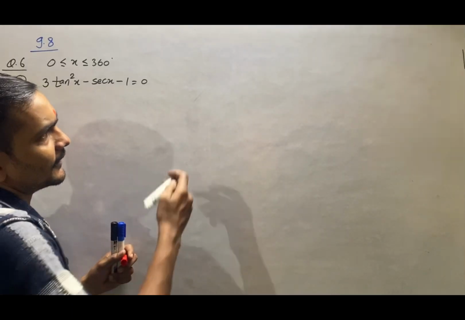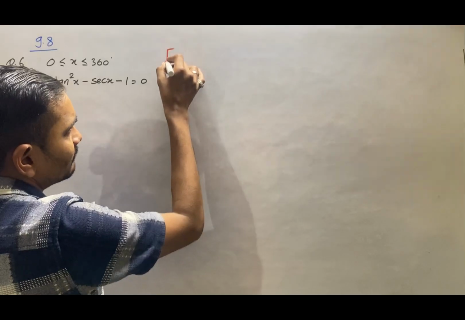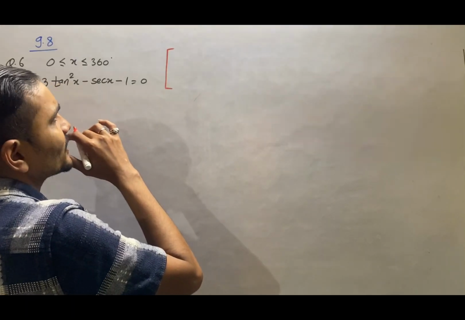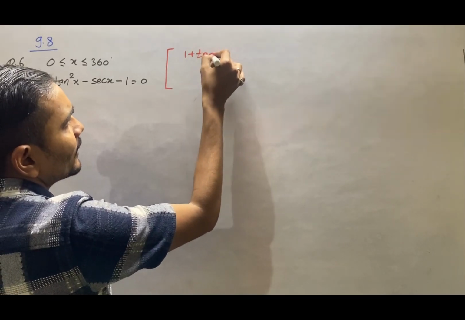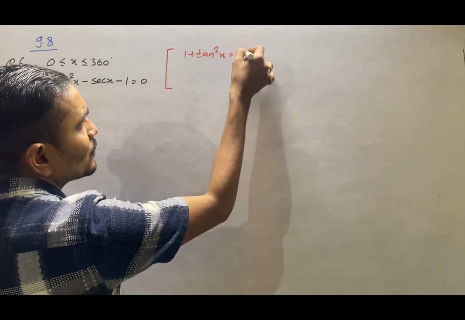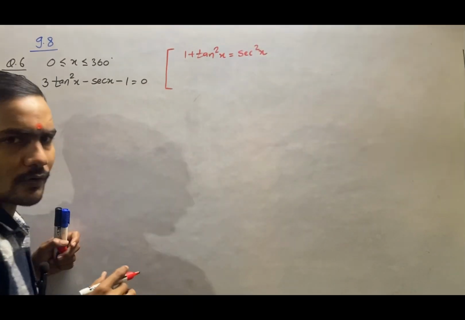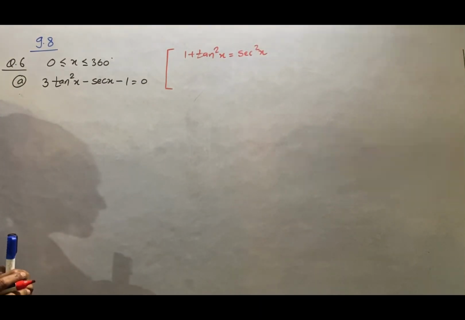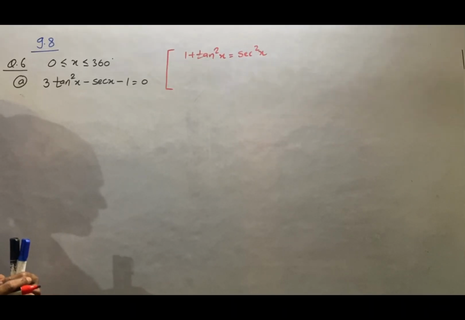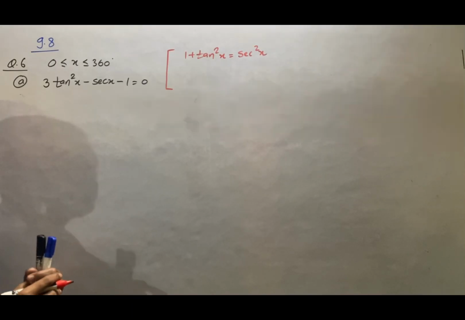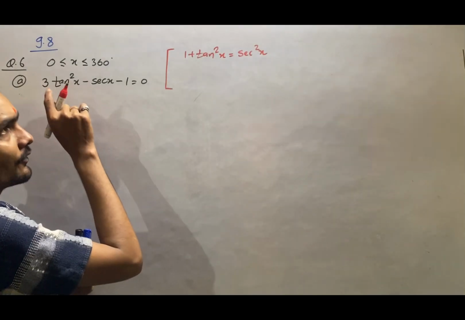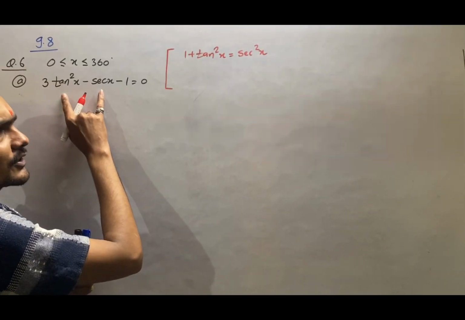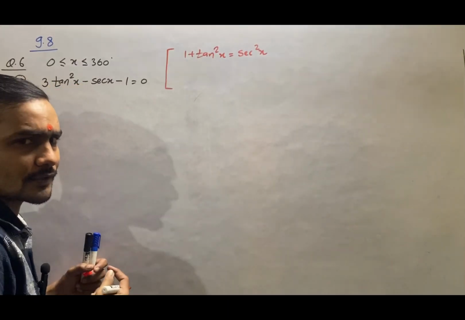So just think directly. I think we did in the last session. Here we have the identity 1 plus tan square of x equals sec square of x. Okay, so in this equation, we have two different functions, so we have to convert into the same function.